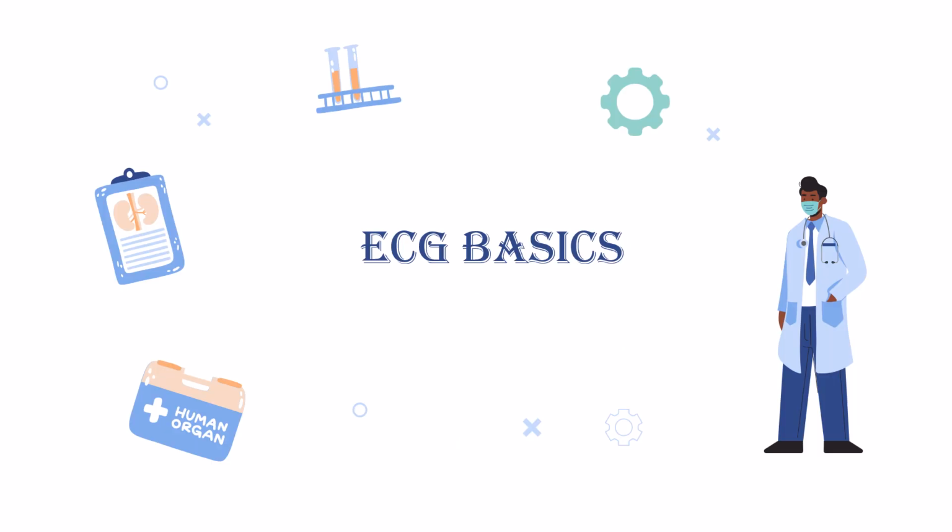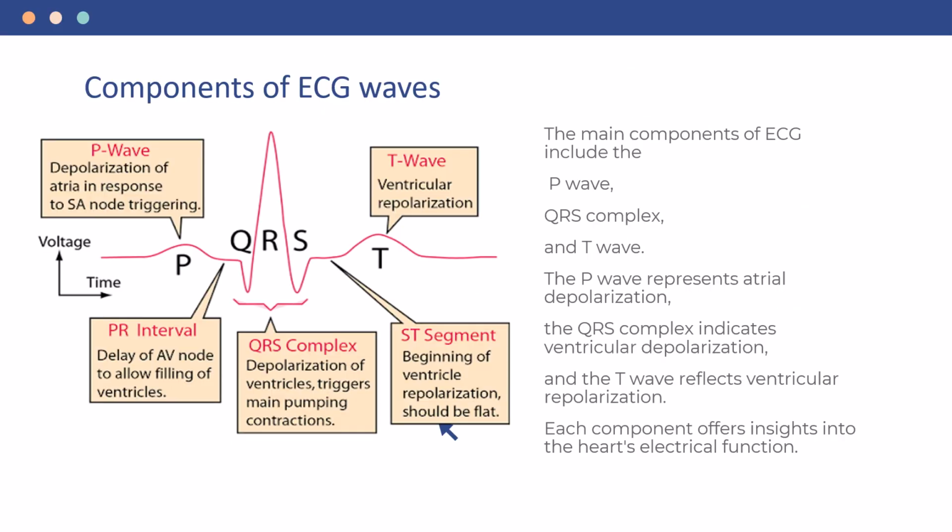Now we come to some ECG basics. As we showed in the figure already, P wave is nothing but depolarization of the atria. QRS complex is nothing but the depolarization of the ventricles. Your T wave is nothing but the repolarization. So each component is very important.